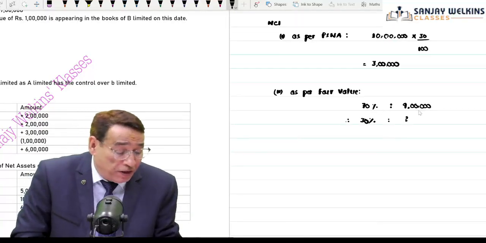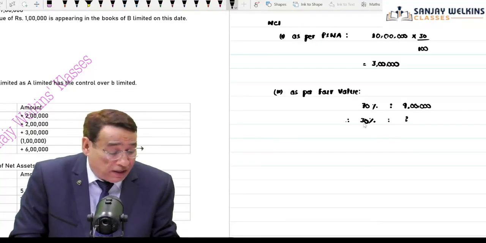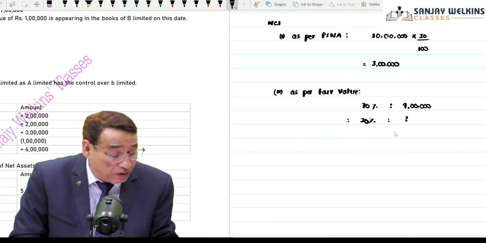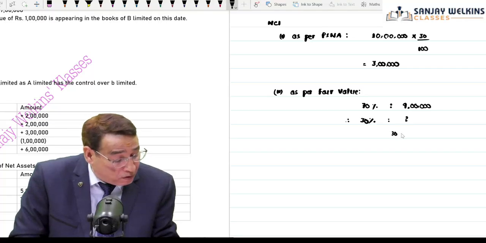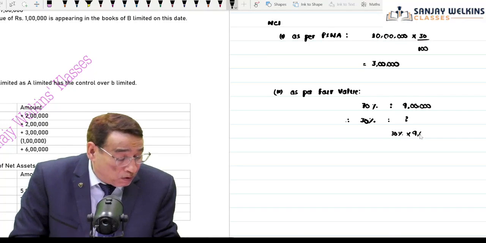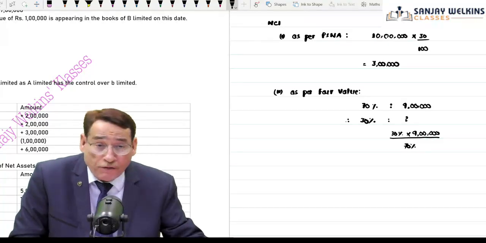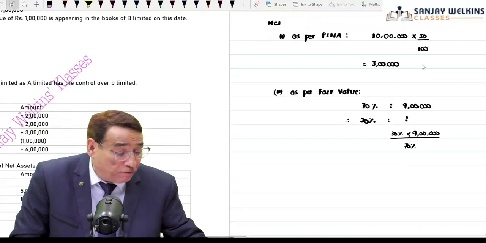So for 70% the amount is equal to 9 lakh. So for 30% what will be the amount? Is it clear to you? So 30% into 9 lakh divided by 70%. This is how you are going to compute the amount of NCI on fair value basis.